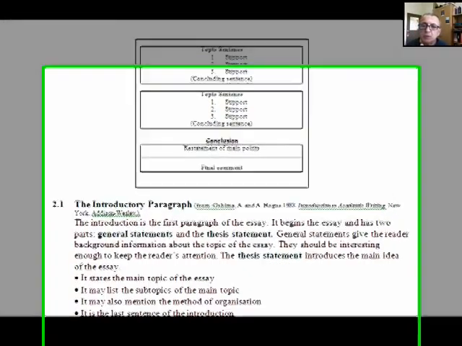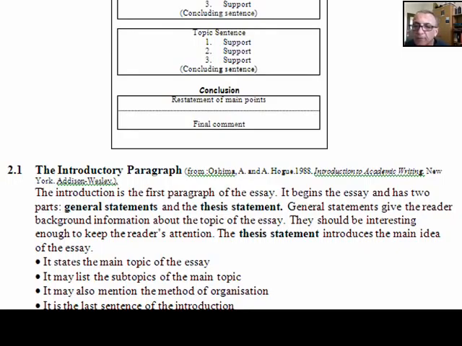Okay, section 2.1, the introductory paragraph. The introduction is the first paragraph of the essay. It begins the essay, and as we've said before, it has 2 parts. General statements or background information, and the thesis statement. General statements give the reader background information about the topic of the essay. They should be interesting enough to keep the reader's attention, and they are very broad.